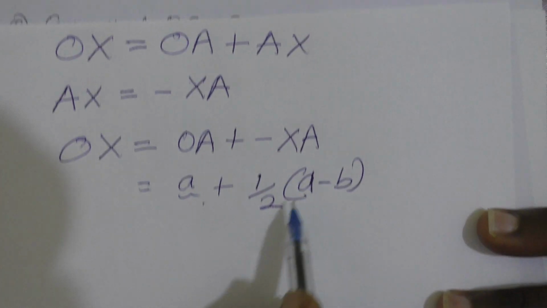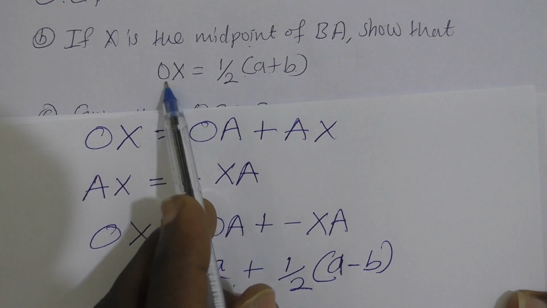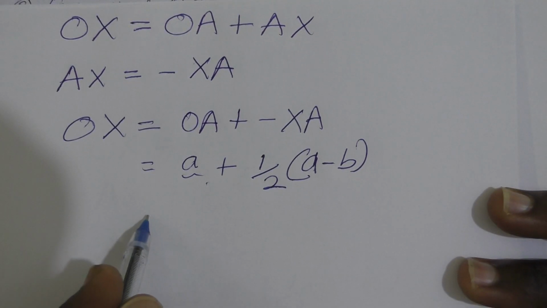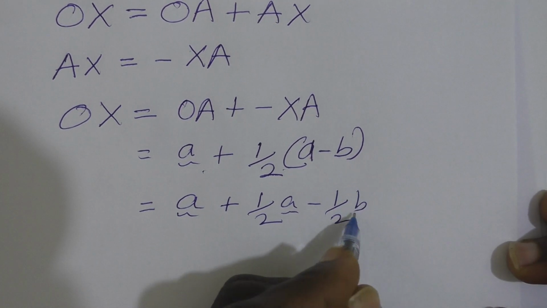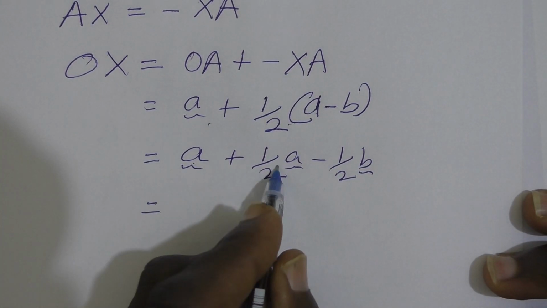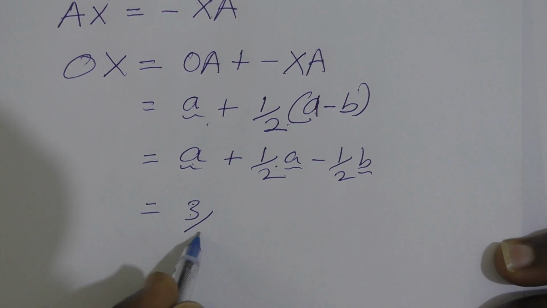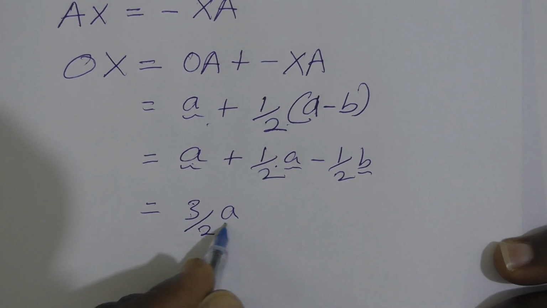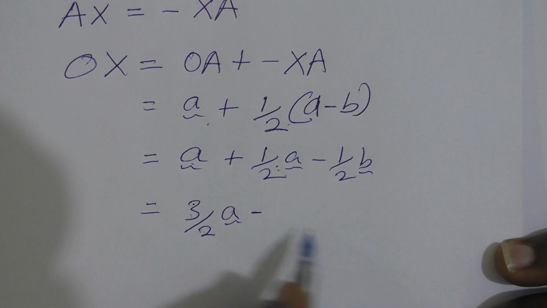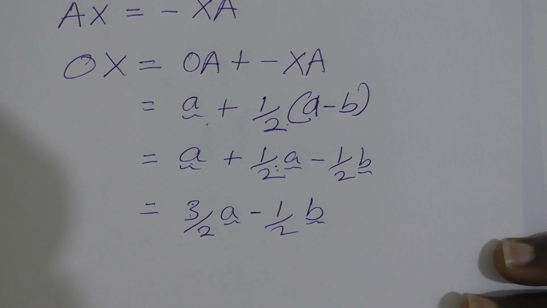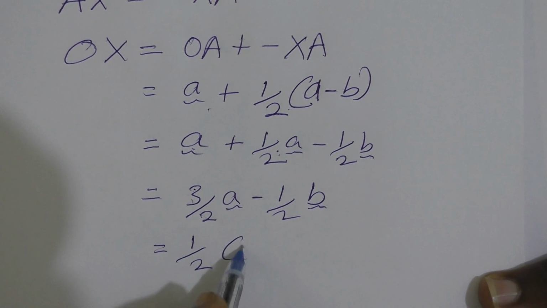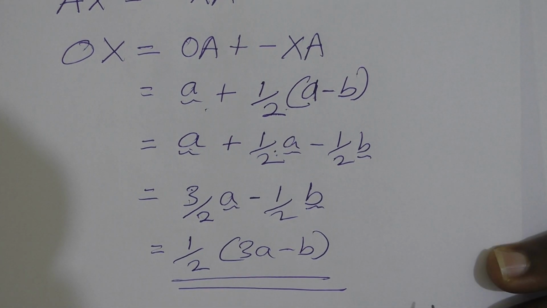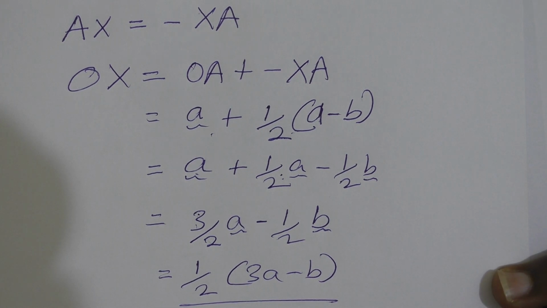And now we simplify this to see if we can show that OX equals a half A plus B. So that gives us A plus a half, we open bracket, A minus a half B. So this gives us, when we add, 3 over 2 A, when we add 1 plus this, minus a half of B. Still, we don't get the half A plus B, so which gives us a half of 3A minus B.